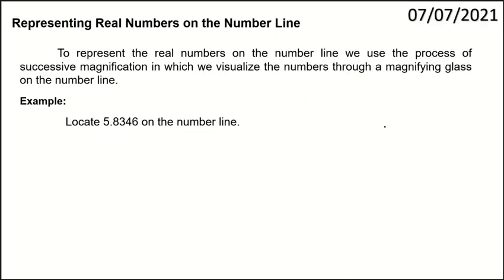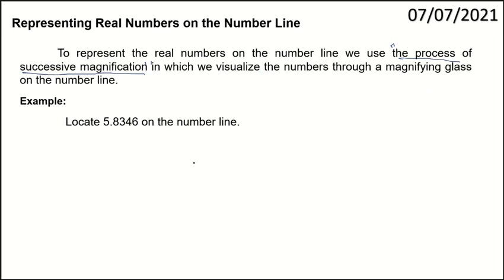Now, coming to the representation of real numbers on the number line. To represent real numbers on the number line, we use the process of successive magnification. What is this process of successive magnification? That I will show you with the help of one video. After that AV, I will go for doing it practically. So, this is visualizing the number through successive magnifying with the help of, let's say, a magnifying glass.